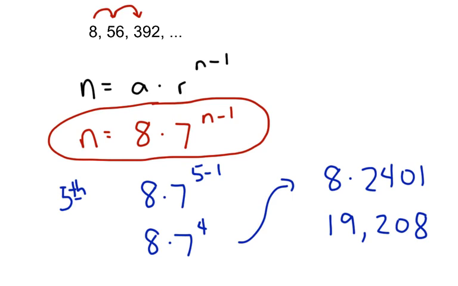Again, if you wanted the 30th term, this formula would work. It'd be an awfully big number. The main thing is, if we're looking for the formula for the nth term of a geometric sequence, it's going to look something like that.